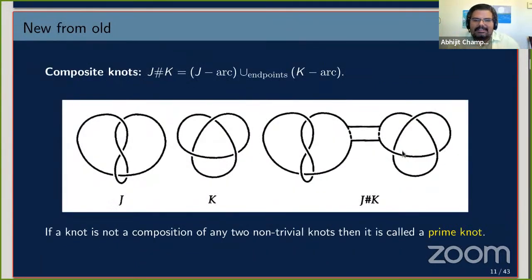So let's see some knot constructions and some knot families. How do you form new knots from given old knots? So the first construction is that of a composite knot, J connect sum K. Now the composite knot, this connect sum, is the same idea as you see in manifolds. So you can connect sum surfaces or connect sum n-manifolds.